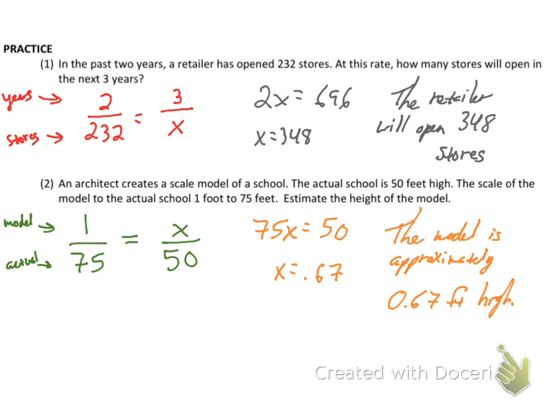So what I mean by that is you'll notice the red proportion. The top, the numerators in both of your ratios, those both were years. The denominators in your ratios in the red both refer to the stores. So make sure you are being careful in how you set up that proportion. Okay, that's all I got. Make sure you practice the worksheet and get your work done.